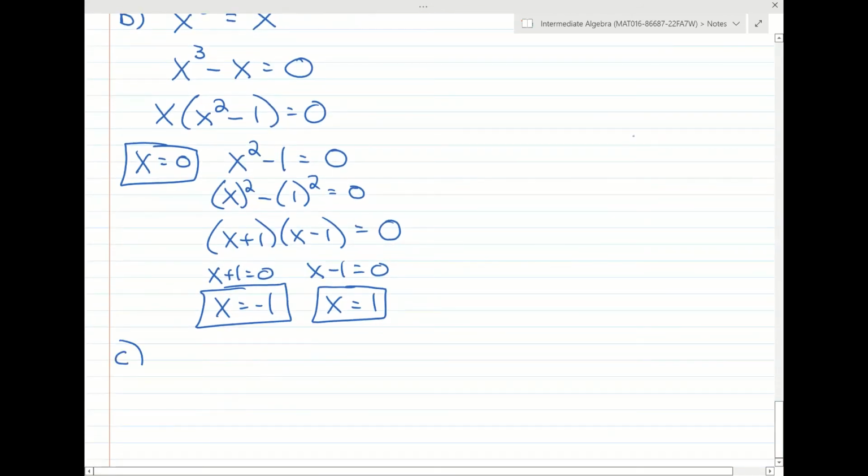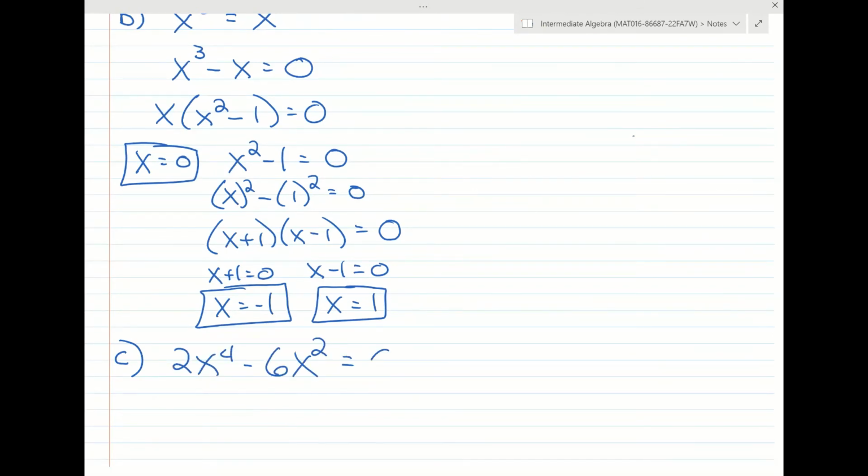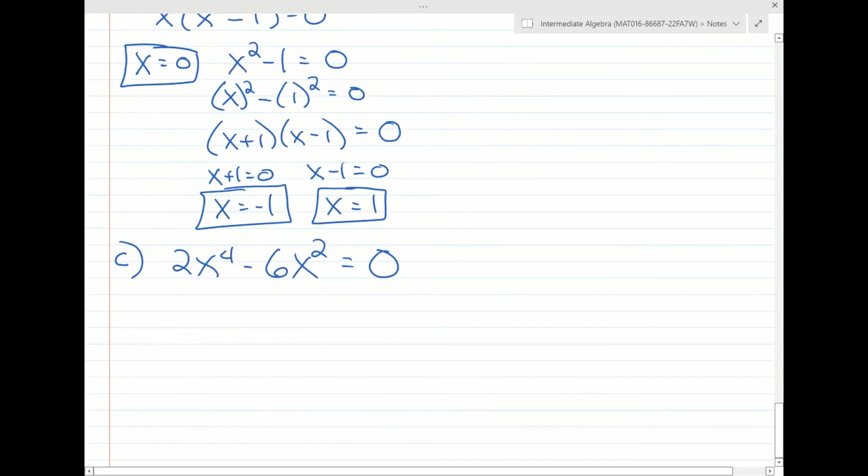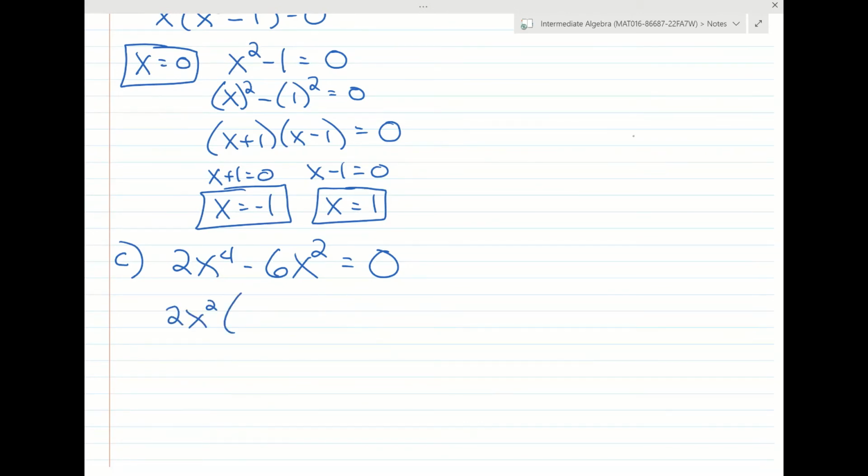One more of these. What if we had 2x to the 4th minus 6x to the 2nd equals 0? What we could do again, take out a GCF, take out a 2x squared. And we'll just get x squared minus 3 equals 0. When we go to set them equal to 0, how many answers are we supposed to get? 4, right? So we could divide by 2 here.